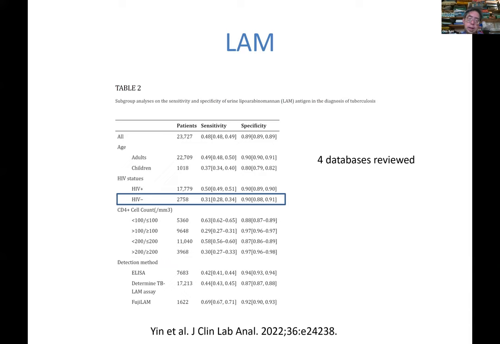So I had a look at what data there is on LAM. First thing to say is I don't think we have direct head-to-head evidence of the sensitivity and specificity in a TB setting for urogenital or genitourinary TB. So we don't have that specific subgroup to be able to tell you today whether PCR or LAM is better. I just would point you to some of the figures around the sensitivity.